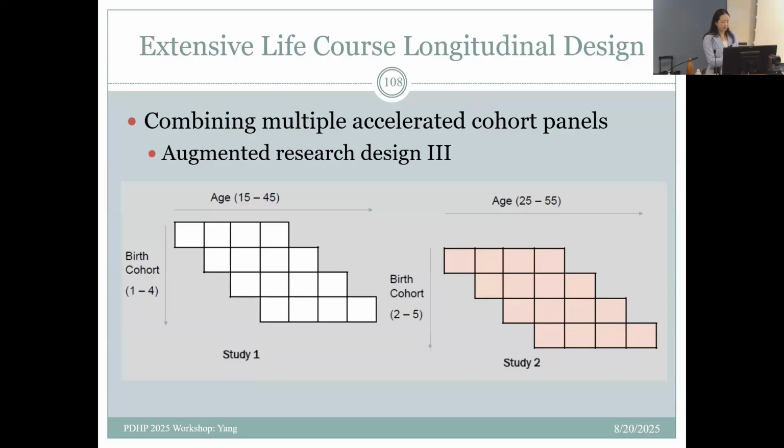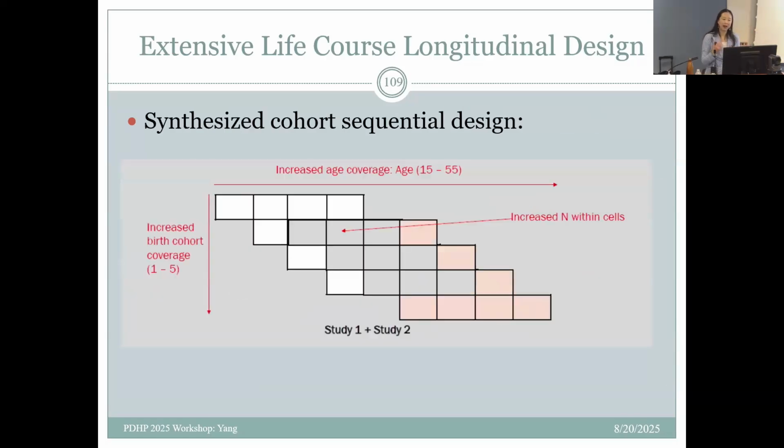So what I mean by applying this extensive life course design is to use what's called the synthesized cohort sequential design to construct a pooled data set that combines these 2 studies by overlapping ages, as indicated by the grayed cells here in the middle.